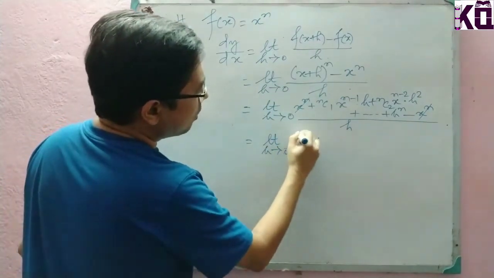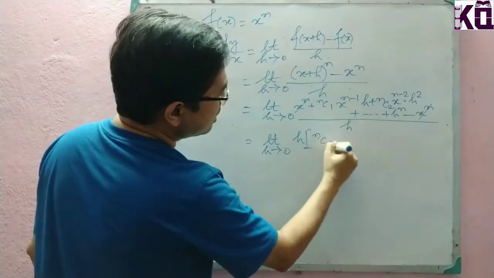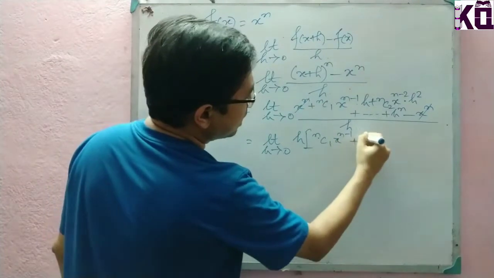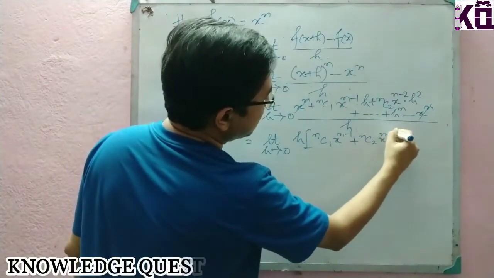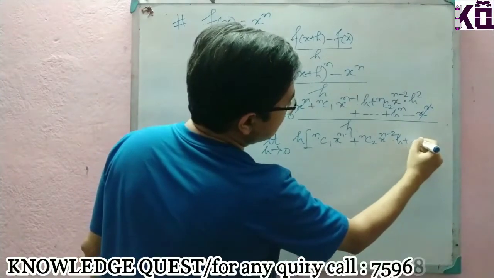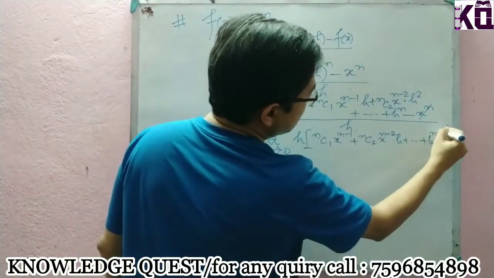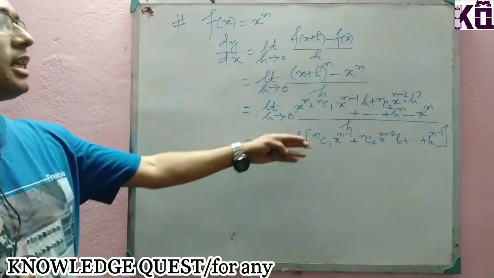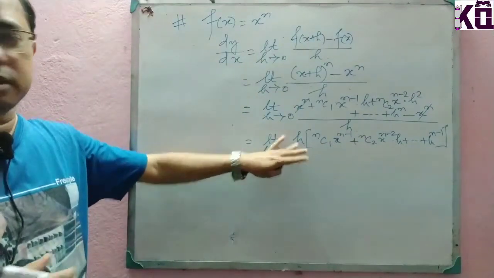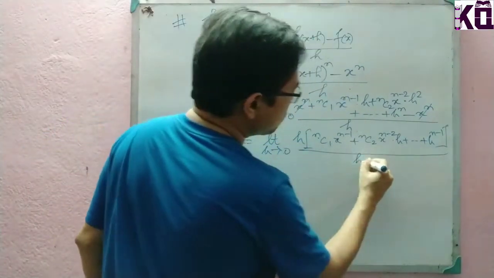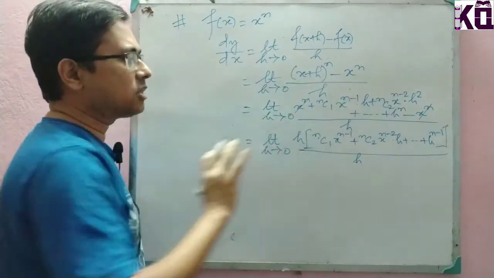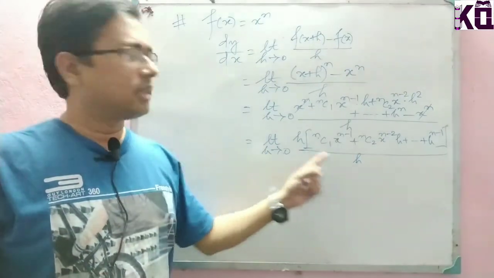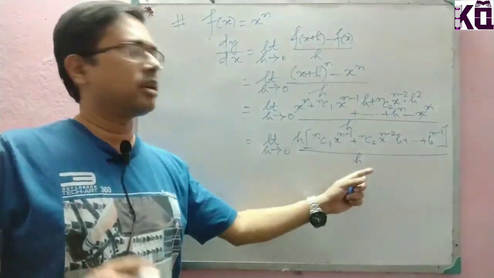Limit h tends to 0, if I take h common, you will have nC1 x to the power n minus 1, okay, nC2 x to the power n minus 2 into h, then plus, last one, h to the power n minus 1. That is the total binomial expression we get after taking h out from this expression, and the denominator also has another h. So finally h and h cross out. As we have said earlier, when h tends to 0, h must not be equal to 0, so this denominator value should not be 0.